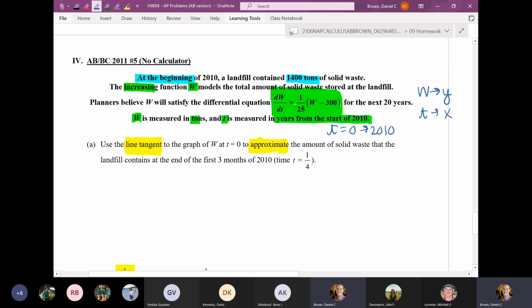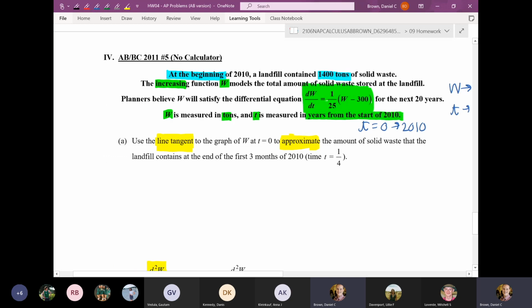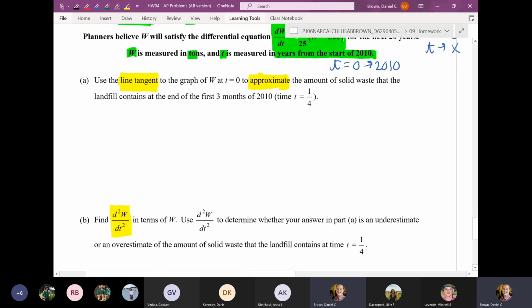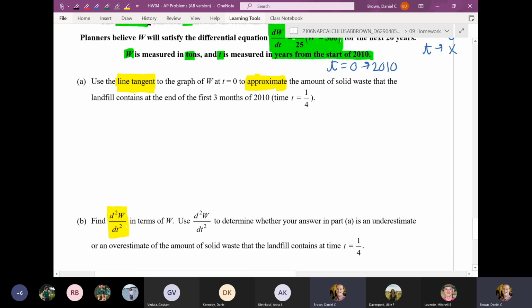Again, please feel free to interrupt me and ask questions as we're going over it. Some of this stuff, I hope you remember all of it, but some of it might be a reminder since we did have that week off in the middle of the unit. This first question is asking us to find the line tangent. So we need to do that first.